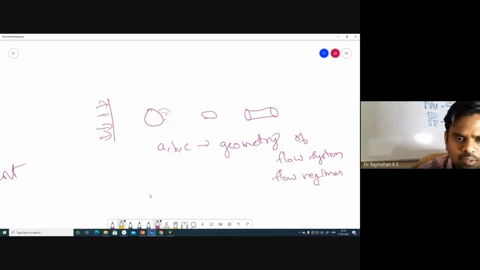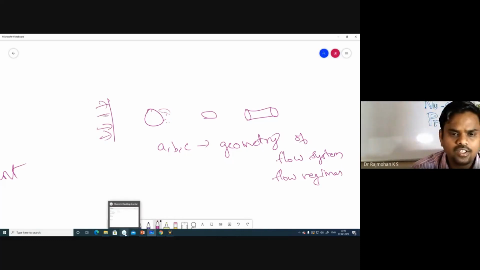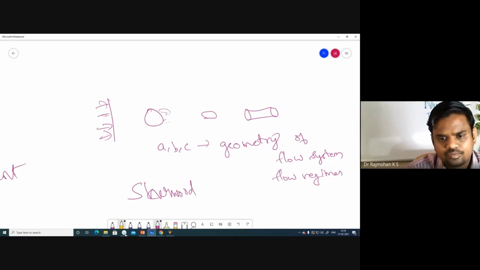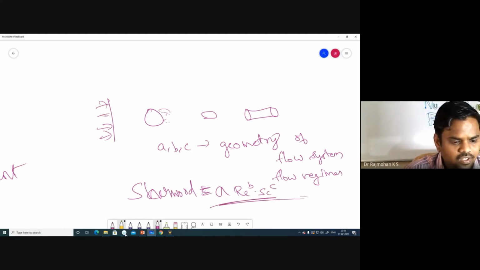The geometry through which the fluid is flowing and the flow regimes will all determine the values of these constants a, b and c. So what we have obtained is that the Sherwood number is a function, a constant, equal to a into Reynolds number power b into Schmidt number power c. So that way we have the expressions.